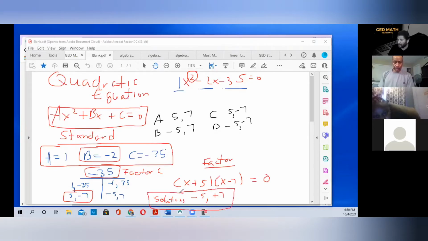-5 and +7. Oh my God, Mr. Tinsley, smoke is coming from my head. I've got to cook dinner. My kids are calling me. Oh my God, this is so hard. Oh God, this doesn't make sense.